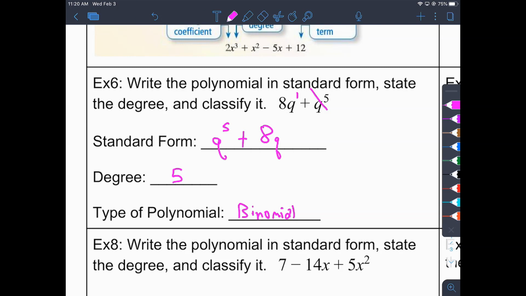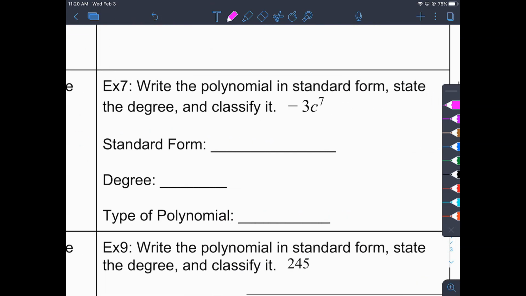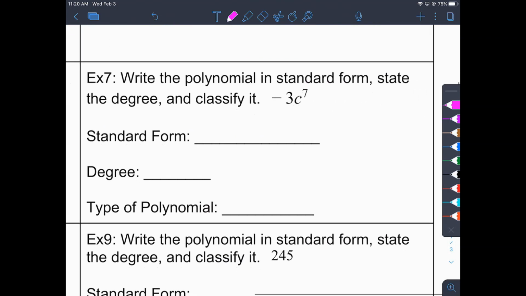Let's do one more just to finish this off. Write the polynomial in standard form, state the degree, and classify it. Well, in this case, there is only 1 term. So I don't need to change how it's written. There's no order to move here. So standard form is exactly that because there is only 1 term.